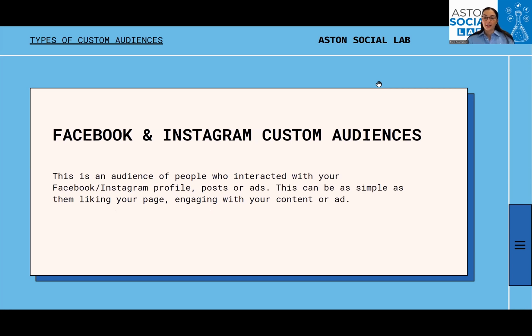Facebook and Instagram custom audiences. So this is an audience of people who have interacted with your Instagram or Facebook profile, posts or ads. So this could be as simple as someone who's liked your page or engaged with your organic post, so they've liked it, commented on it or shared it, or have done the same thing with one of your ads. So anyone who's basically interacted with your Facebook or Instagram page to some capacity.